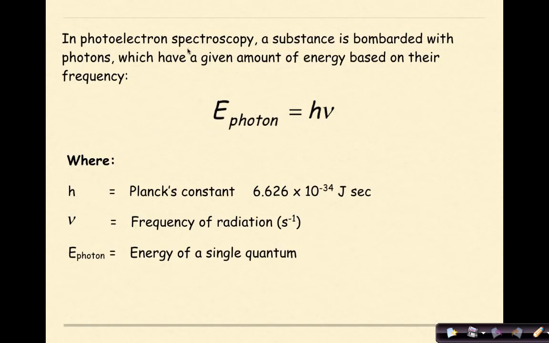In photoelectron spectroscopy, a substance is bombarded with photons, which have a given amount of energy based on their frequency. So here we have the formula. The energy of a photon is equal to Planck's constant times the frequency. Planck's constant, of course, is 6.626 times 10 to the negative 34 joule-seconds. We have nu, which represents the frequency of radiation in cycles per second, and the energy of a single quantum.